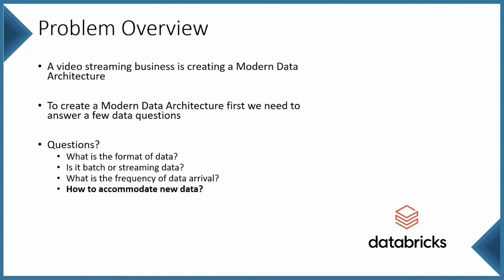Okay, now let's move toward the problem overview. The problem overview is simple. A video streaming business is interested in creating a modern data architecture. Why are they going for modern data architecture? Because they want to introduce advanced data analytics in their business. There are a number of advantages to modern data architectures.